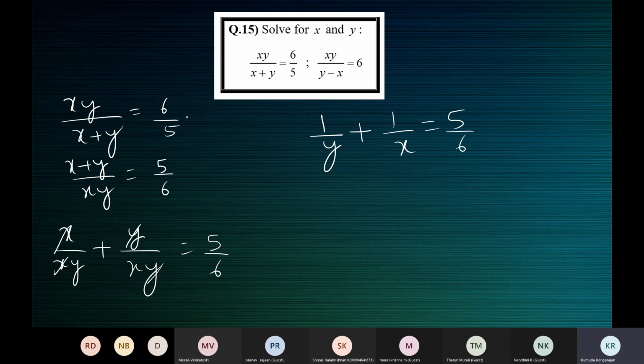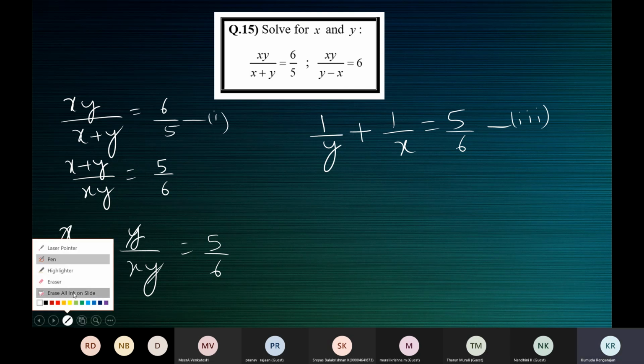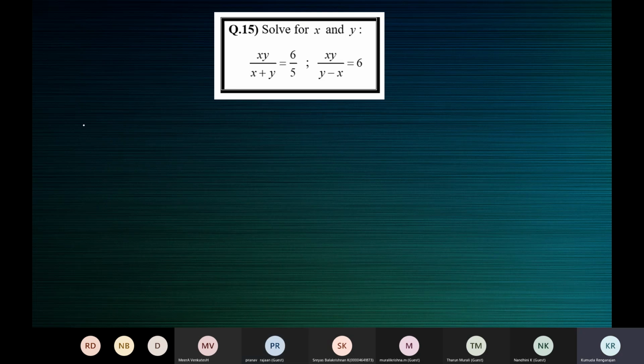If you call the given equations as 1 and 2, then this will be equation 3. The given equations are 1 and 2, so this will be 3. This is one of the equations. Now let's take the second one.